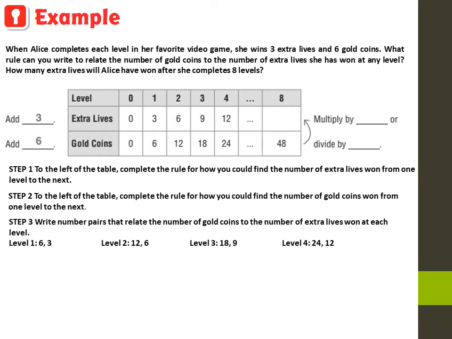Step 3. Write number pairs that relate the number of gold coins to the number of extra lives won at each level.